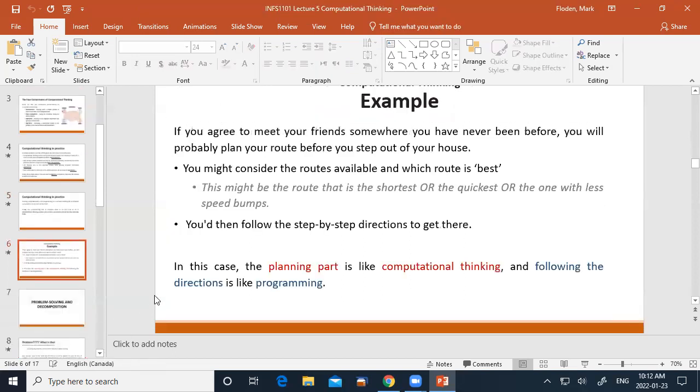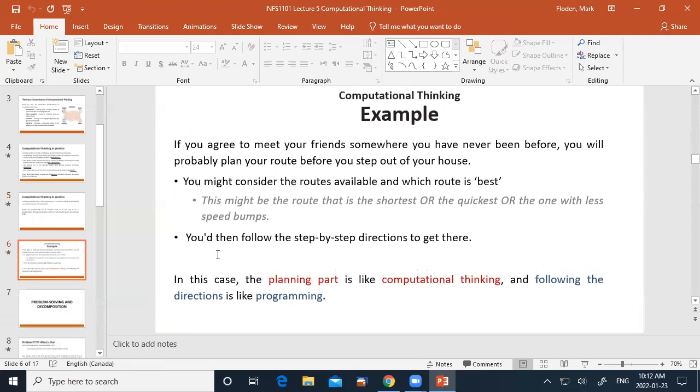Okay, so we've got an example. You're going to meet your friends at a restaurant or something like that. You want to get to that restaurant. You know where it is, or somebody sends you a link. Of course, you skip all of this, because you just use Google Maps, start, and it goes there. But somebody had to write the algorithm to do that for Google Maps or Waze or whatever. Some computational thinking went into that.